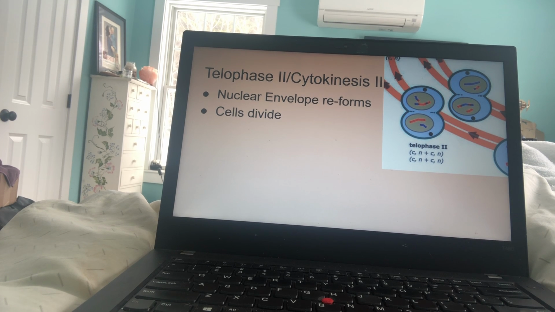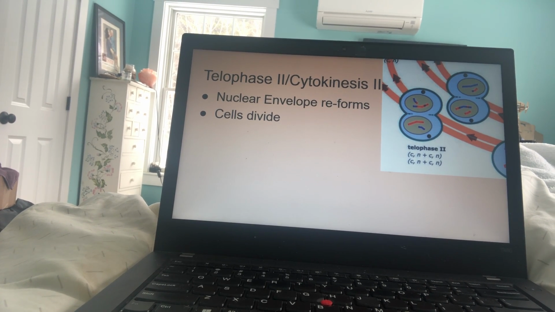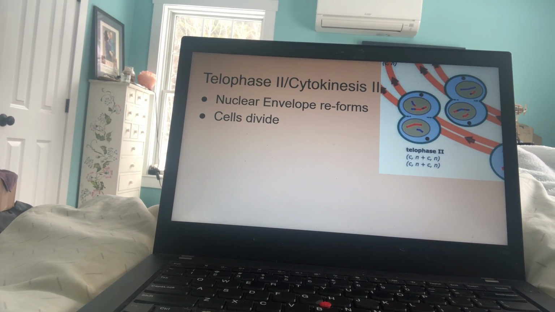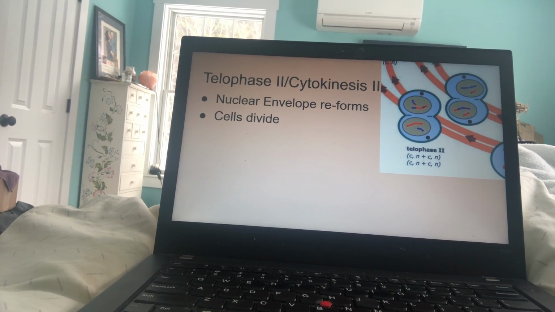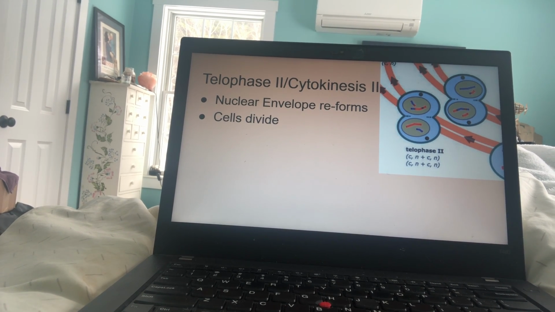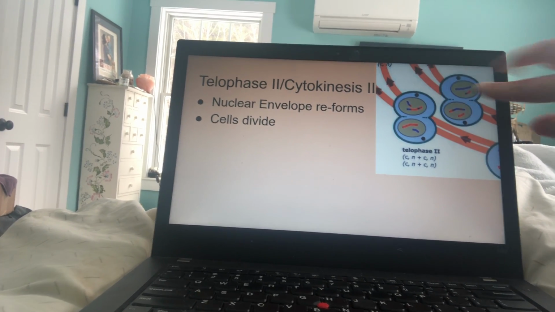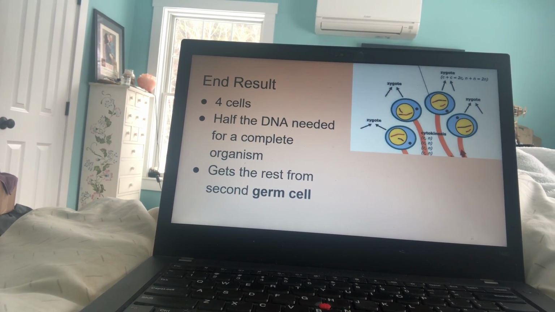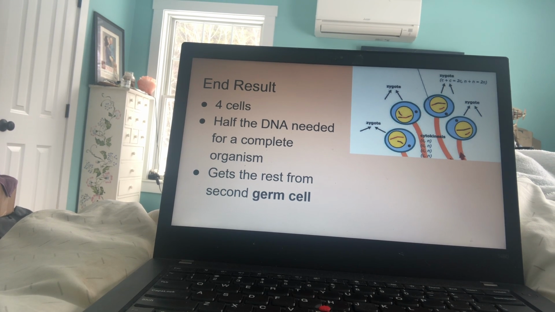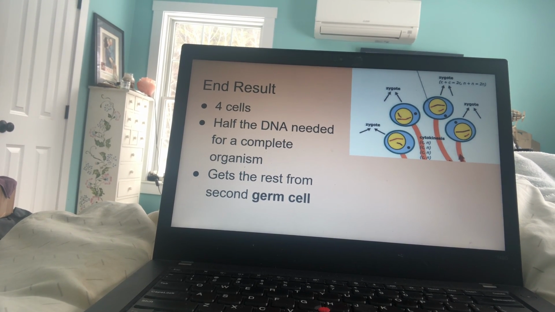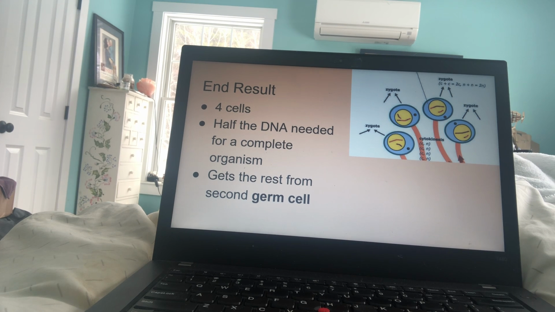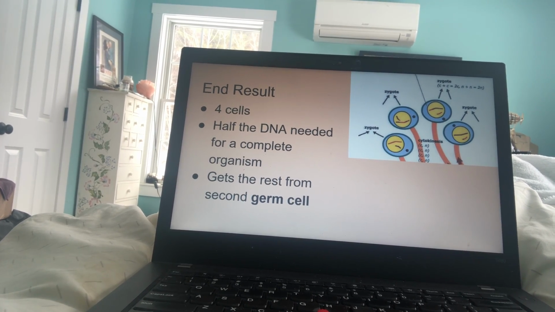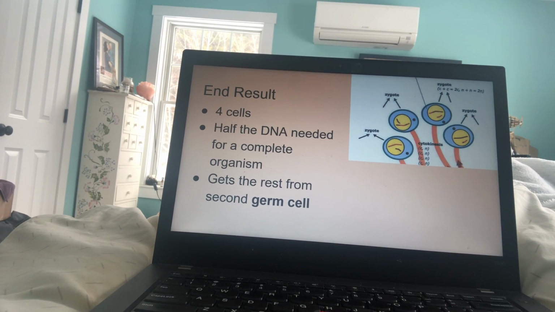And now we have telophase 2 and cytokinesis 2. So the nuclear envelopes are reforming around those chromosomes, going to pack them into the nucleus where they're protected, and the cells divide. But notice we're going from 2 to 4 cells. So the very end result, you end up with 4 cells, and each of these has half the DNA that they need for a complete organism. You get the rest of the DNA from the other germ cell.